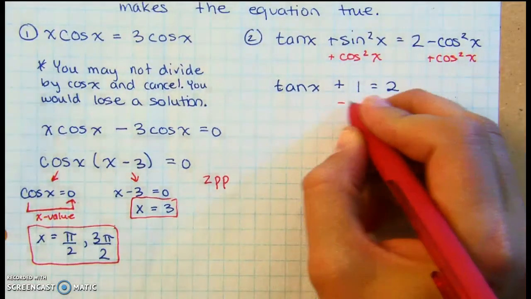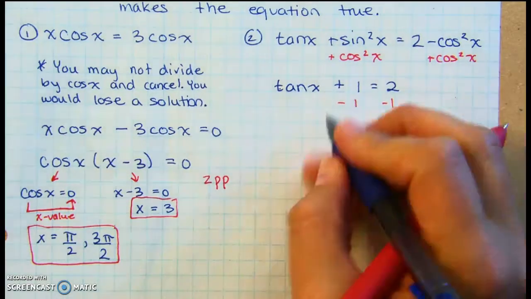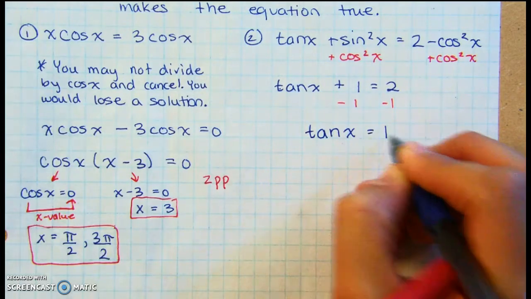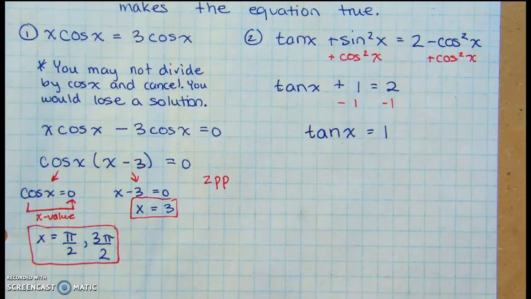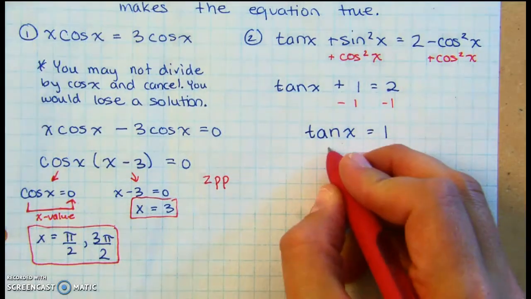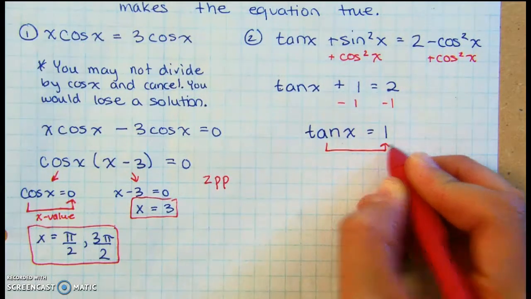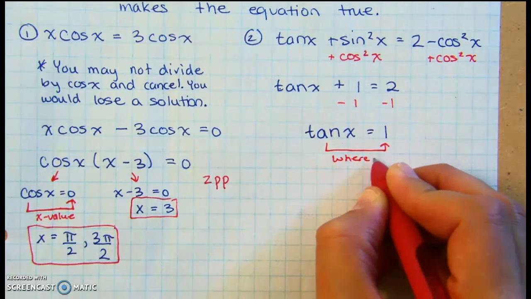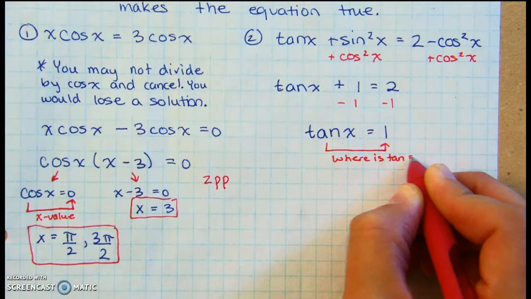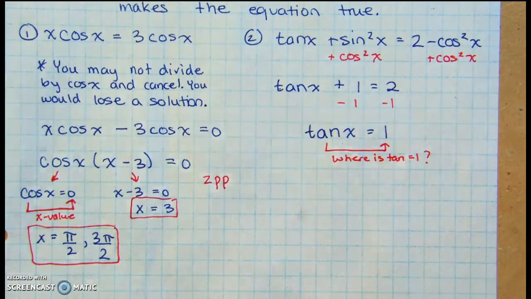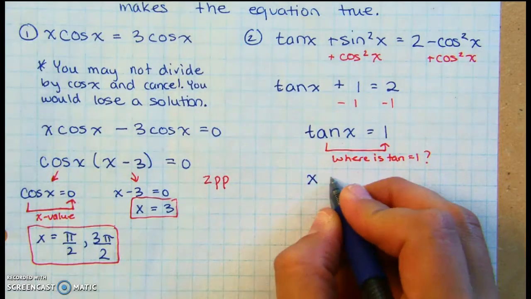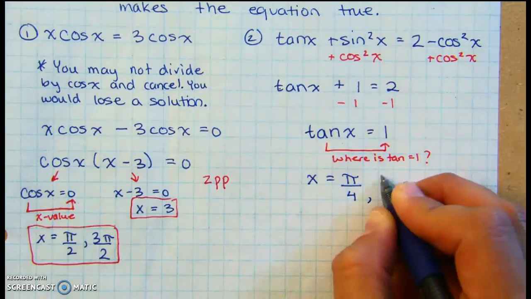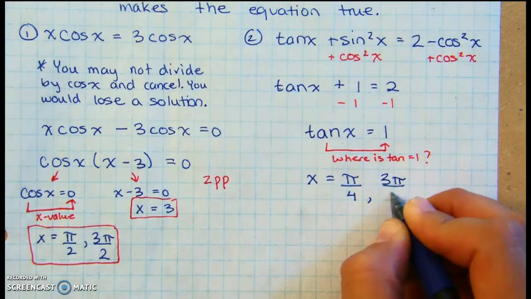Here we go. We're going to subtract 1. And now we're wondering, where on the unit circle is tangent equal to 1? Do you see how your unit circle needs to be very well memorized? So where is tan 1? Tangent's equal to 1, positive 1, at pi over 4 and 3 pi over 4.